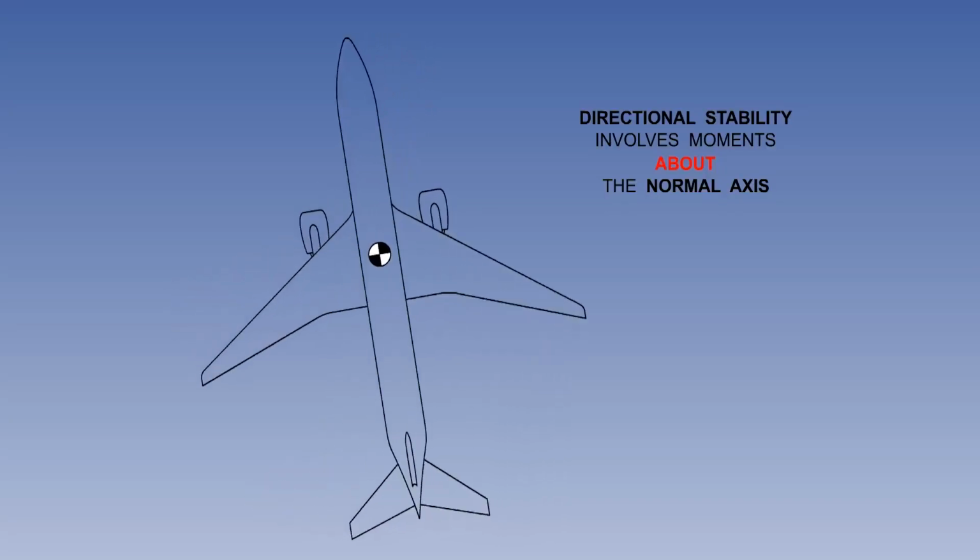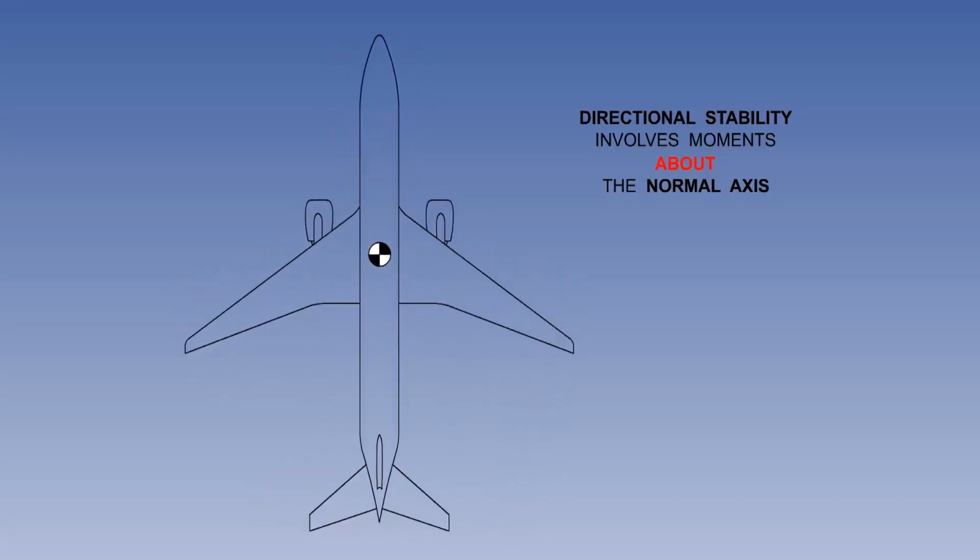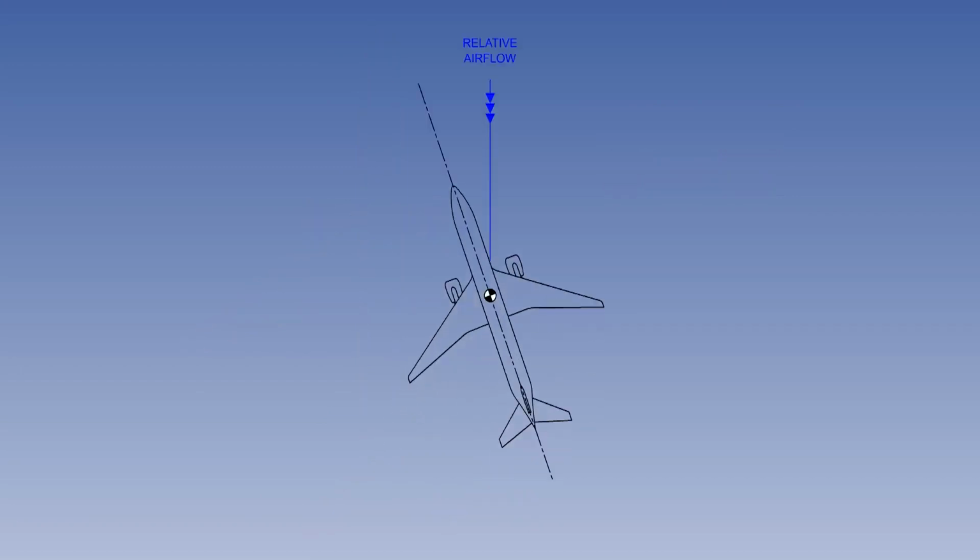Directional stability involves moments about the normal axis and their relationship with yaw or side-slip angle. A disturbing force has yawed the aircraft to the left. The angle between the relative airflow and the longitudinal axis is called the side-slip angle. This is a positive side-slip angle.